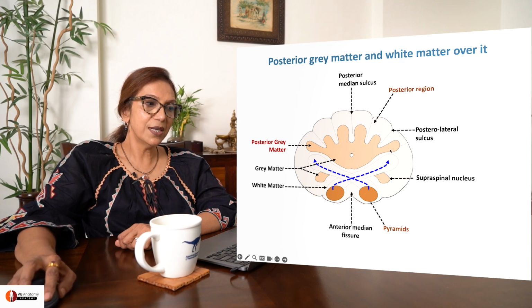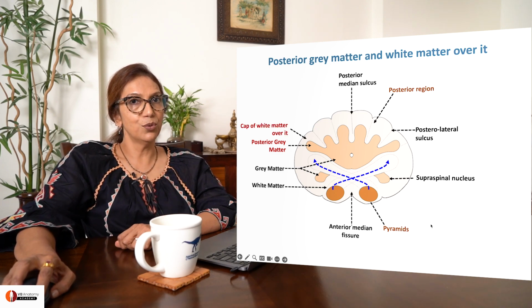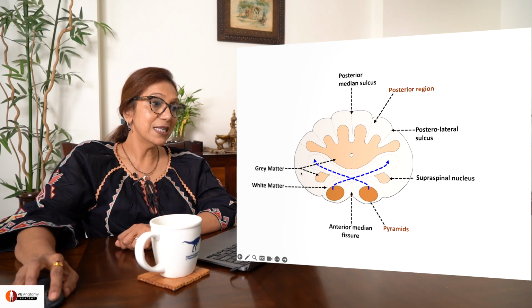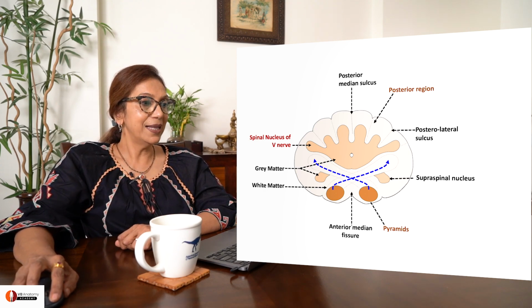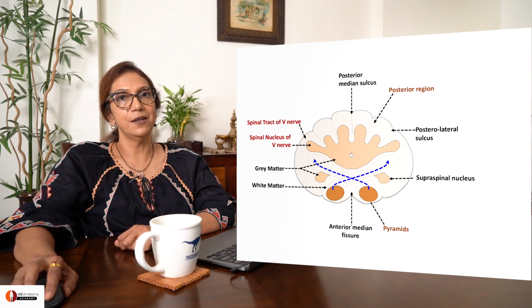This is the posterior gray matter. All this is the posterior gray matter. This is the cap of white matter over it. This little portion, I want you to just focus on this little portion here. This posterior gray matter is specifically called spinal nucleus of trigeminal nerve. And the cap of white matter over it is called spinal tract of trigeminal nerve.